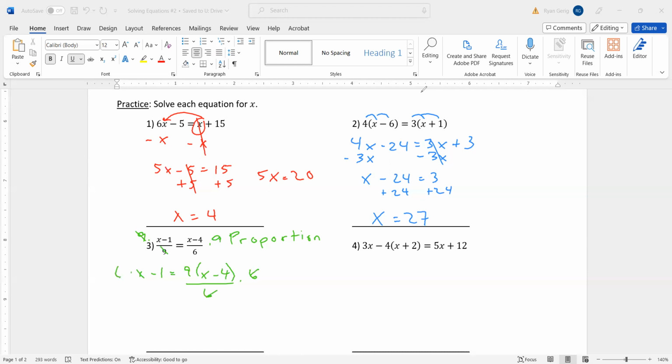So I'm doing 6 times x minus 1. And I got to do 6 times the whole thing, x minus 1 equals 9 parentheses x minus 4. So I'm going to take a second to stop, and I want you to see what just happened.